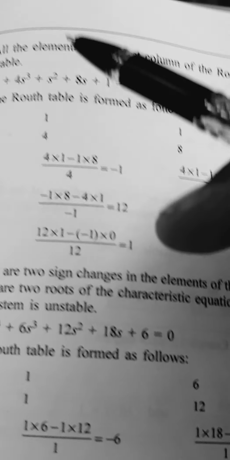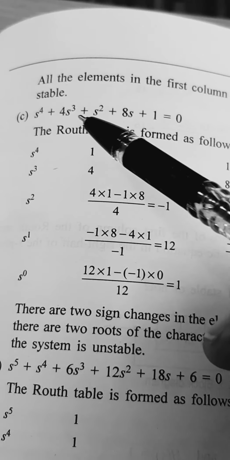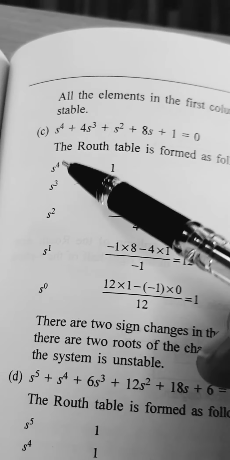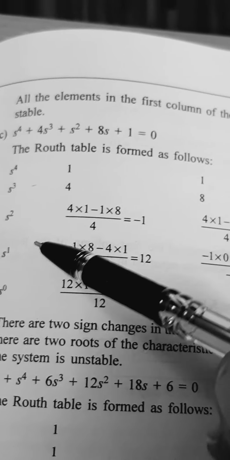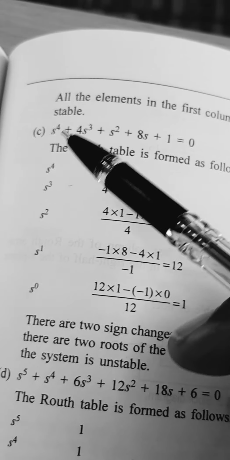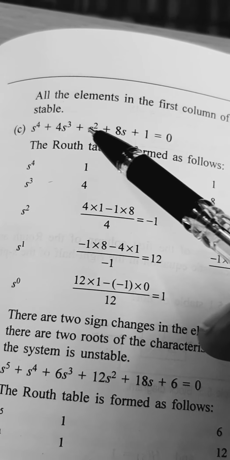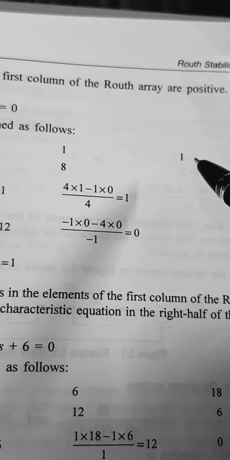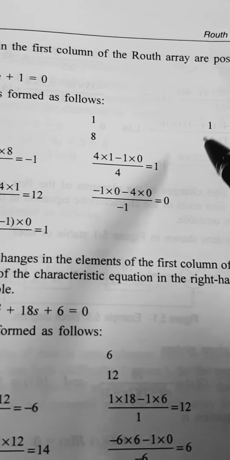Now when you are coming to the third example, that is s raised to 4 plus 4s raised to 3 plus s square plus 8s plus 1. The order is 4. So s raised to 4, s raised to 3, s raised to 2, s raised to 1 and s raised to 0. Now you have to put the coefficients: for s raised to 4, 1, then next to next, again 1, then for s raised to 3, 4, then next to next 8, next to next is 0, we leave it empty.